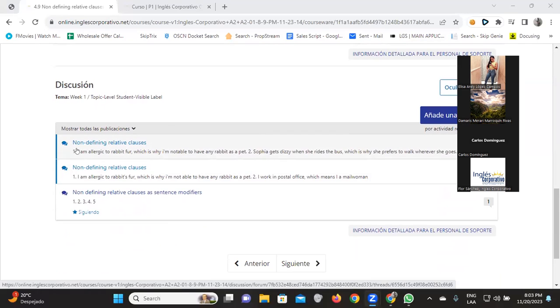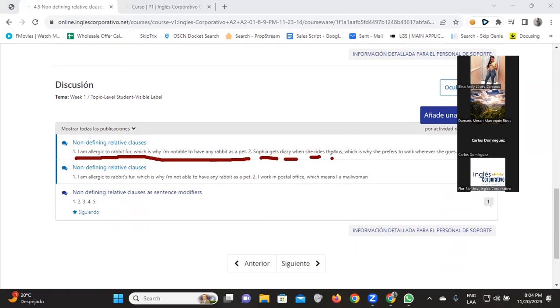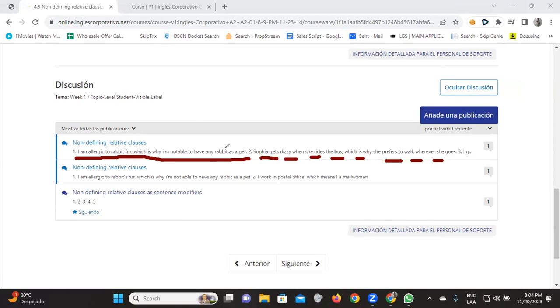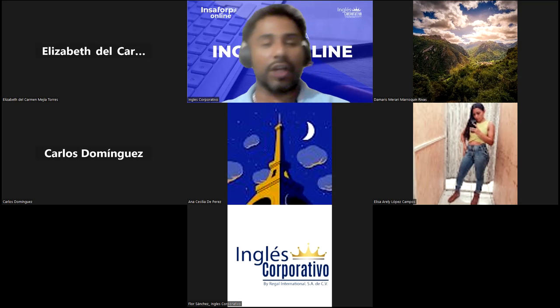The first one says, I am allergic to rabbit fur, which is why I'm not able to have any rabbits as a pet. Okay, so this one is pretty good. Look at number two. Sophia gets dizzy when she rides the bus, which is why she prefers to walk wherever she goes. Excellent. Let's look at this one. I am allergic to rabbit fur, which is why I'm not able to have any rabbit as a pet. Okay, that's a repeated one. I work in a post office, which means I am a mail woman. Perfect. Who else can give me an example that you remember using the relative clauses?